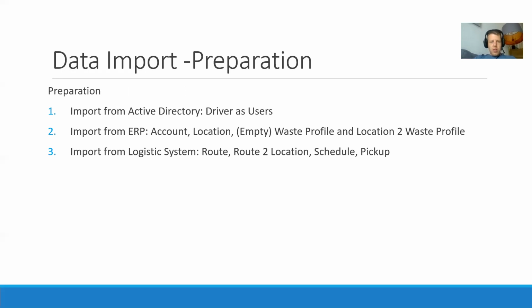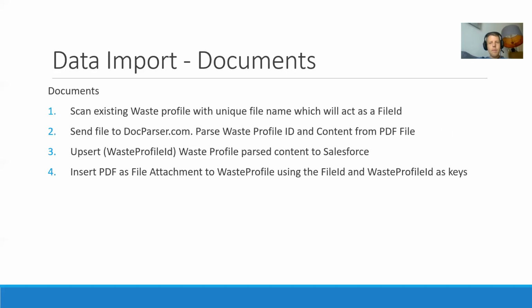So first, we import the users from the Active Directory. Then from the ERP, the account, the location, the empty waste profiles. The waste profile records only consist of a waste profile ID. We will need that later. And the waste profile to location records, the junction object, remember. Then we import from the logistics system. Actually, we enable the routes and the route to location. And we import the schedule, and we enable the pickup object. And this all together brings all the base data into Salesforce, the preparation. And now we can go to the second step, the documents.